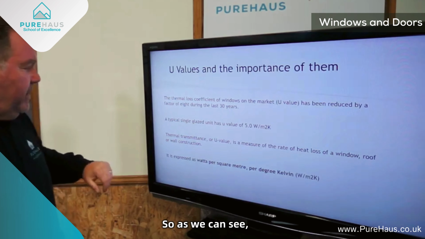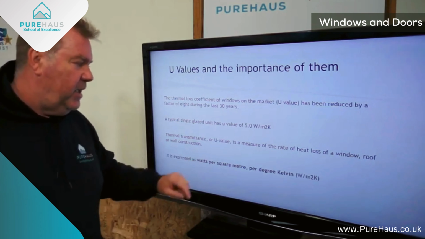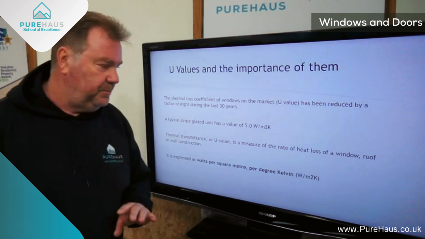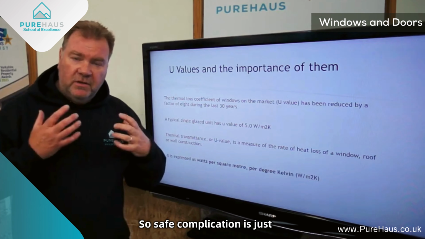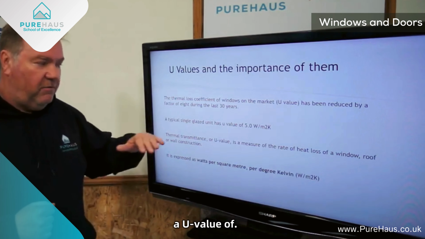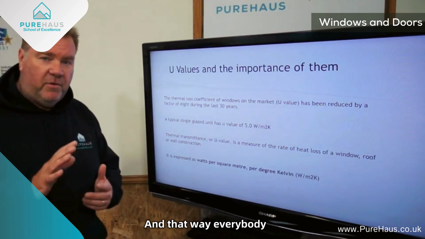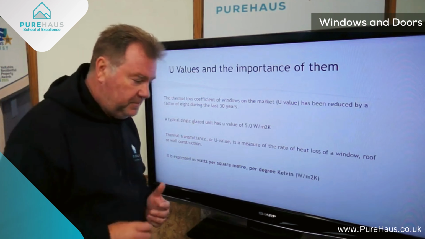So as we can see, U value is watts per square meter per degree Kelvin. That's what this means. To save complication, we just say a U value of, and that way everybody understands it's the most commonly used value that we use.